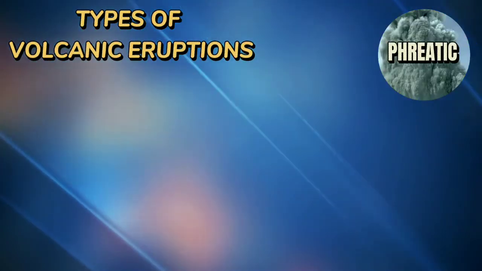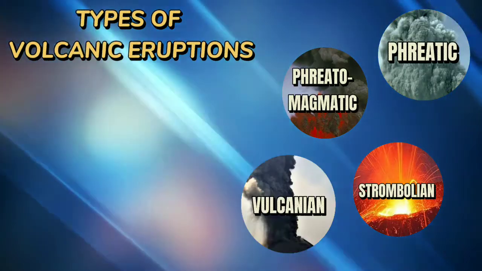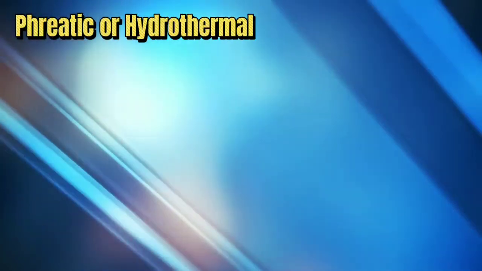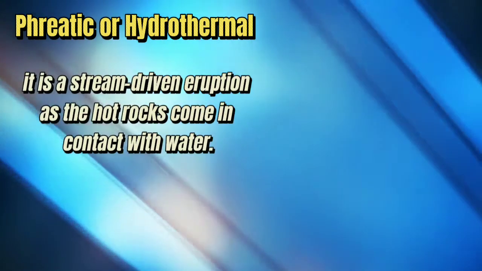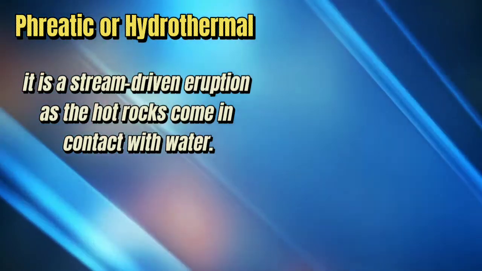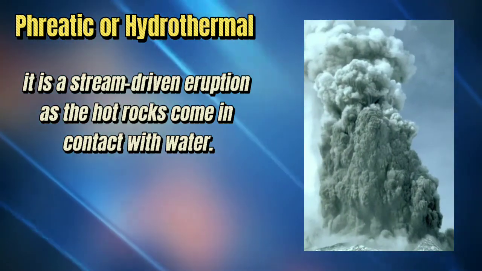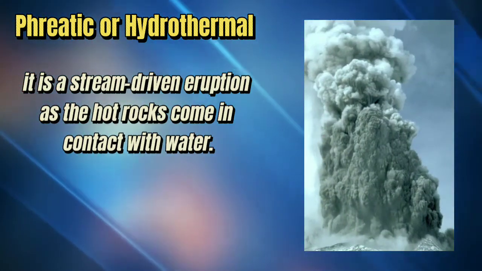Volcanoes erupt differently. They are generally classified as wet or dry depending on magma's water content. Volcanoes are described according to the style of eruption as follows. Phreatic or hydrothermal. It is a steam-driven eruption as the hot rocks come in contact with water. It is characterized by ash columns but may be an onset of a larger eruption.